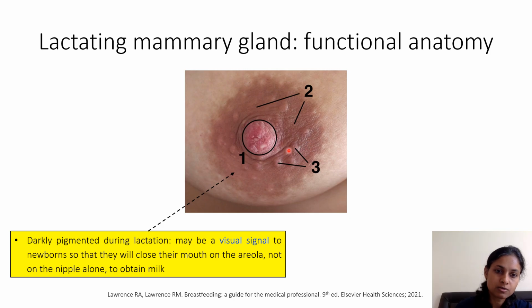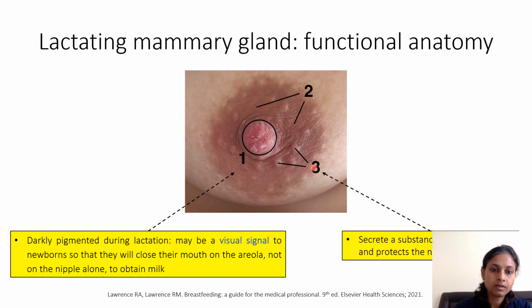So they will close their mouth on the areola and the nipple together and not just the nipple, to obtain milk from the nipple areolar complex. The Montgomery tubercles, on the other hand, secrete a lubricant which helps to protect the nipple and the areola.